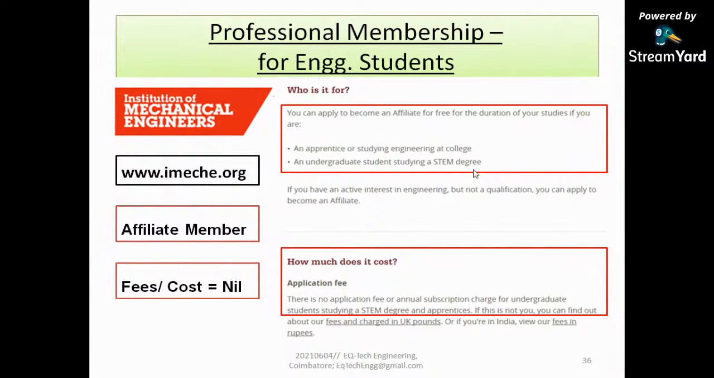And the final one: I'm a chartered mechanical engineer, and this is provided by the institute known as the Institution of Mechanical Engineers, UK. They also provide a free membership for students who are studying. They call them affiliate members. There is no cost. What are the advantages of being an affiliate member?